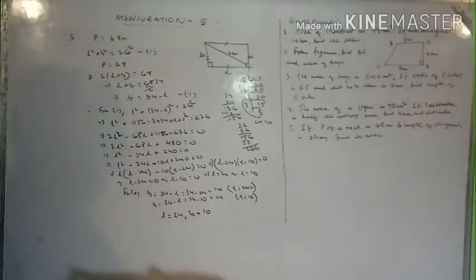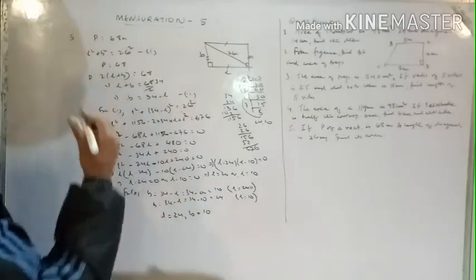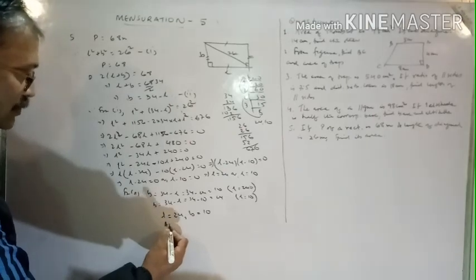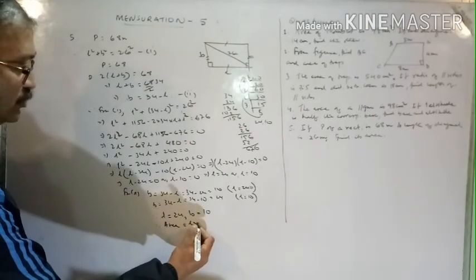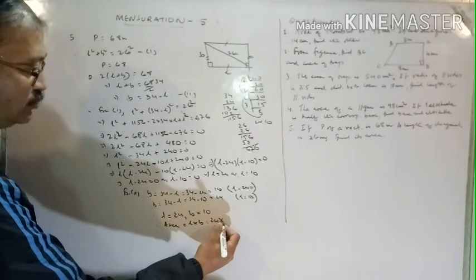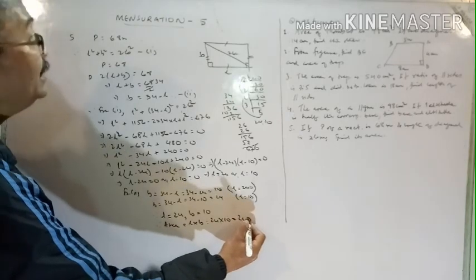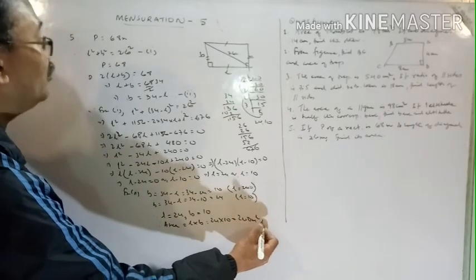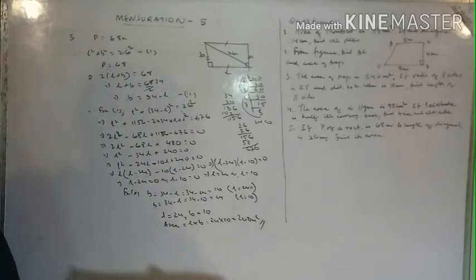Okay, so now we have to find the area. Area is L into B, that is 24 into 10, that is 240 meter square. So this is the answer.